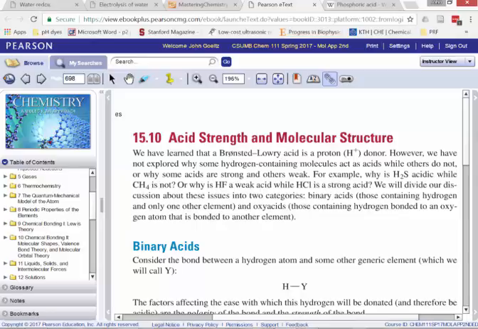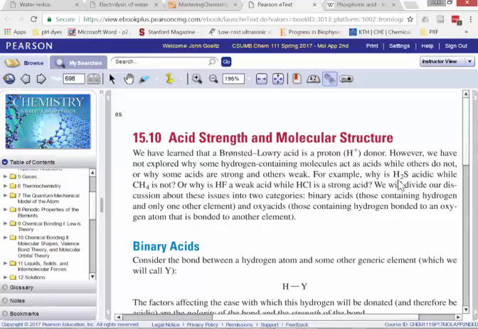The book goes much deeper into the why. I will ask you to choose which is stronger, what is strong enough to be deprotonated. Please pick the strongest acid, that type of question. This goes into what's really going on. We have learned that a Brønsted-Lowry acid is a proton donor. However, we have not explored why some hydrogen-containing molecules act as acids while others don't.